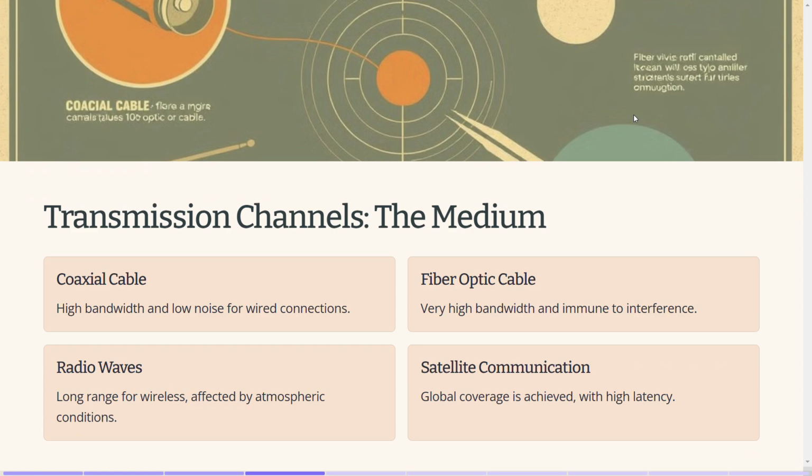So let's move to the transmission channels. It is the medium of the system. Coaxial cable has high bandwidth and low noise for wired connections. Fiber optic cable has very high bandwidth and is immune to interference. Next, radio waves have long range for wireless communication. Satellite communication has global coverage, and it is achieved with high latency.